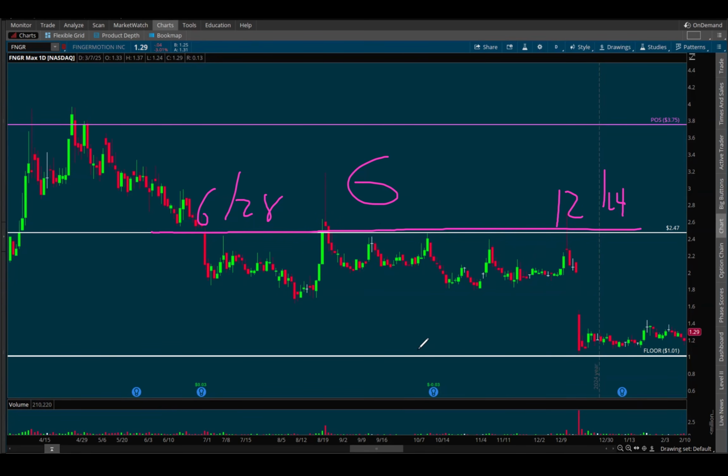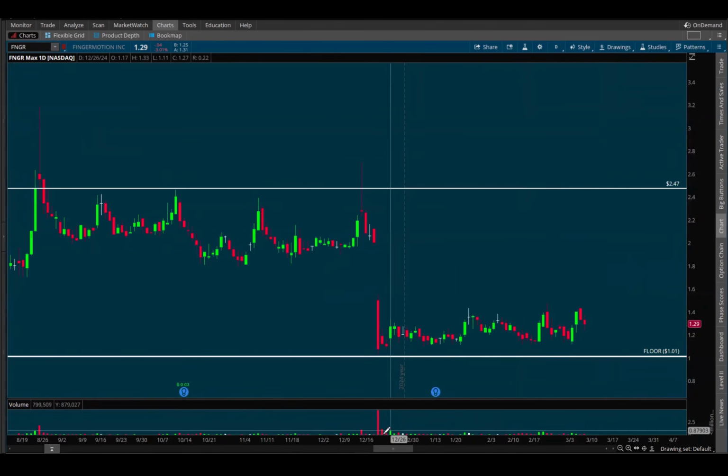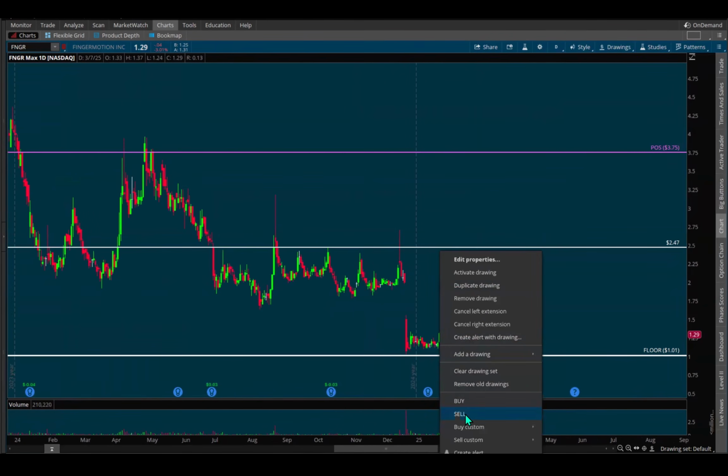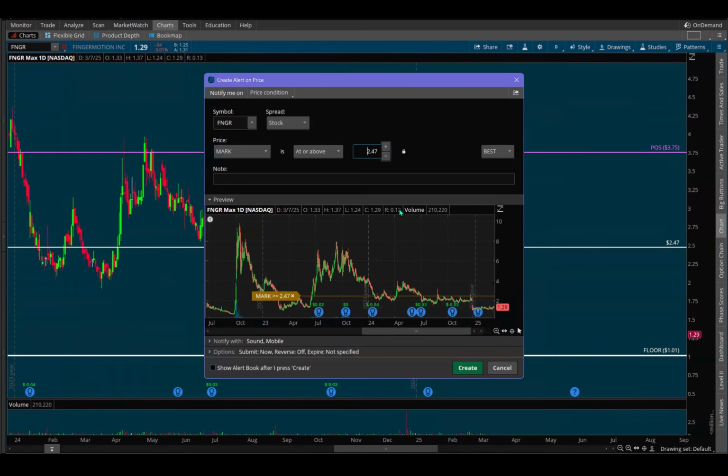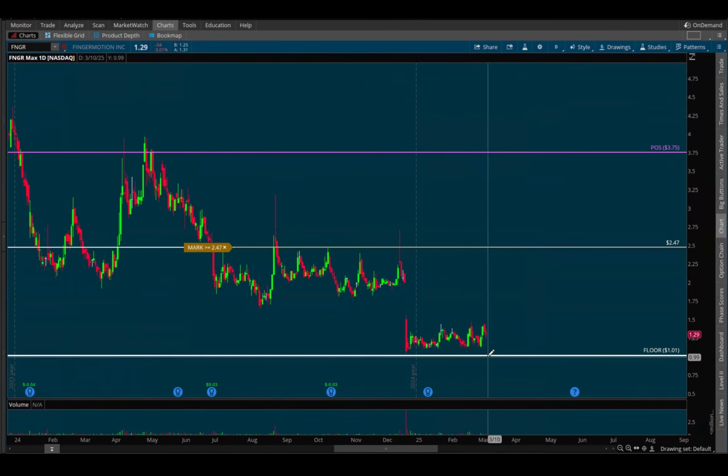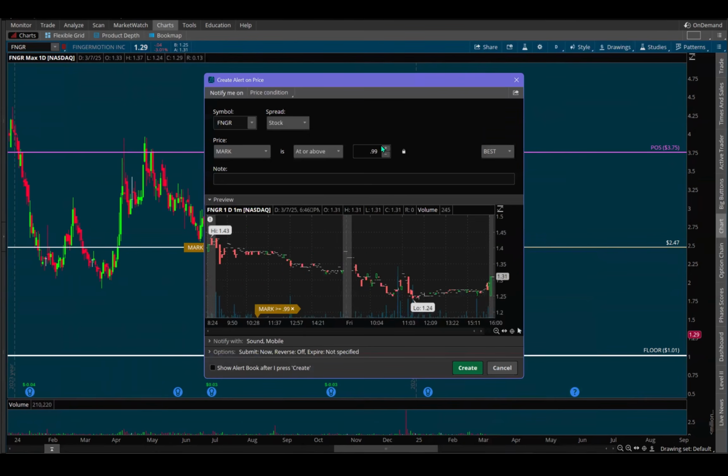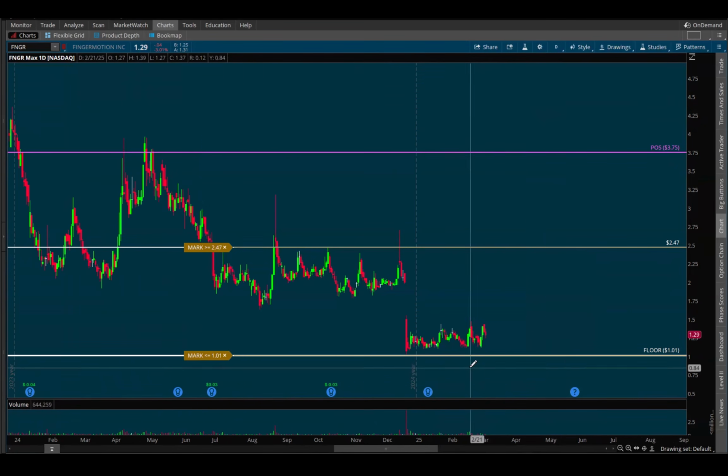So this is how I break it down. You have to start on the monthly, then the weekly, then the daily confirms it. And everything now is clear to us. I would set an alert here at 247 at or above, and then just go from there. And what I could do on the flip side is the same thing, right? At or below 101. And that's it.